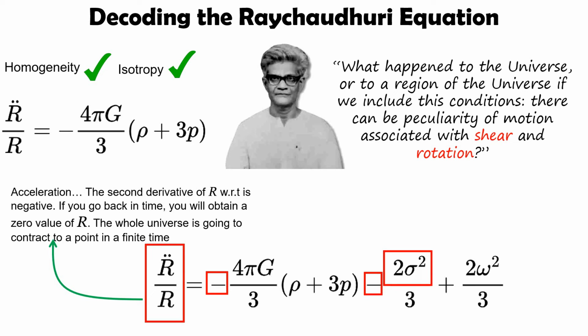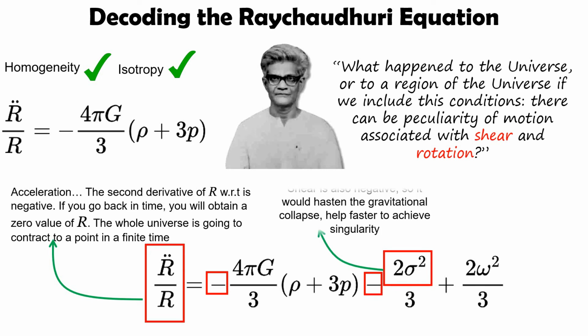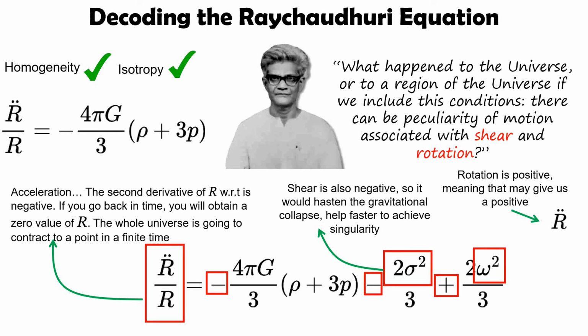The second, I am sorry that I have ignored the sigma, the rho part, which is actually the density part. The shear also has got a negative sign. So shear, being negative, would hasten the gravitational collapse and help the universe move faster to achieve singularity. And there is a positive omega sign, that is a positive r. That means a positive rotation. So if the rotation is positive, and if you substitute the value, then possibly we can get a positive r double dot, and hence help the universe not go into singularity and thereby save ourselves. That is what I call saving us from gravitational collapse leading to singularity.